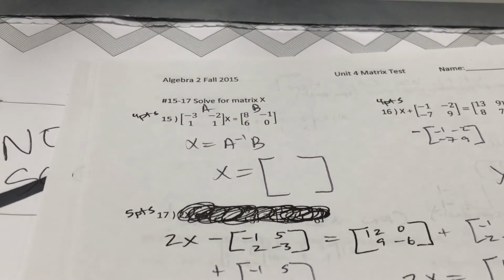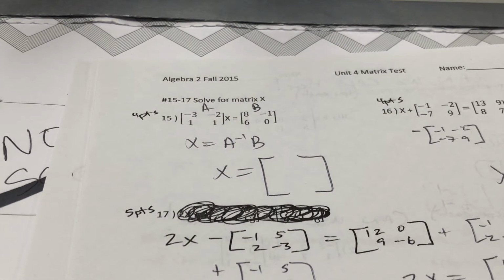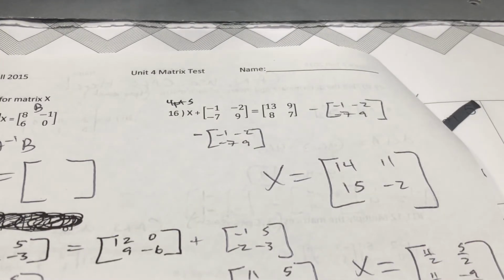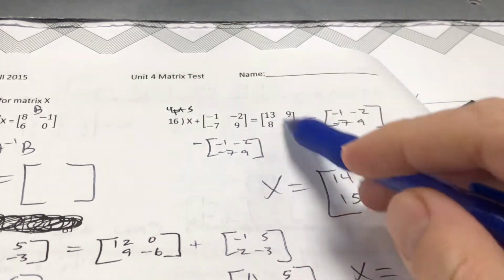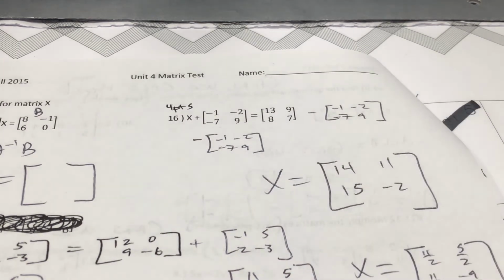All right, let's talk about this next page. Solve for x. You're given matrix A times matrix x equals b. So you just do x equals A inverse b. So you're going to get a 2 by 2 here, okay? 4, you just subtract. Matrix x is all by itself, so you subtract this matrix from that. And there we get that answer.